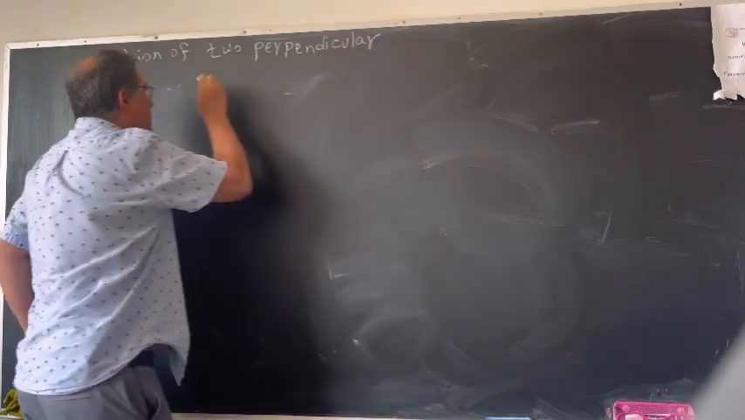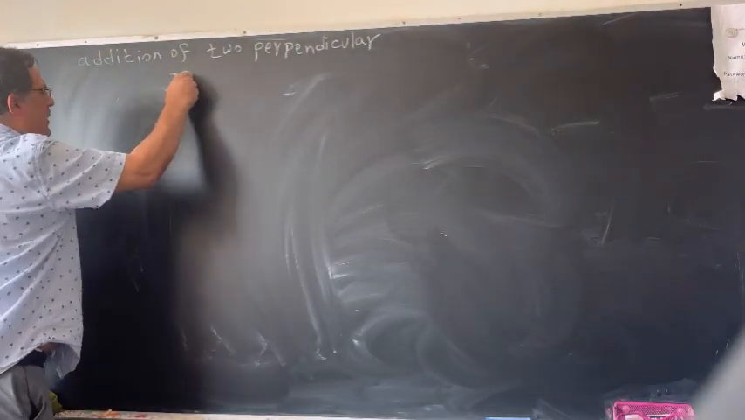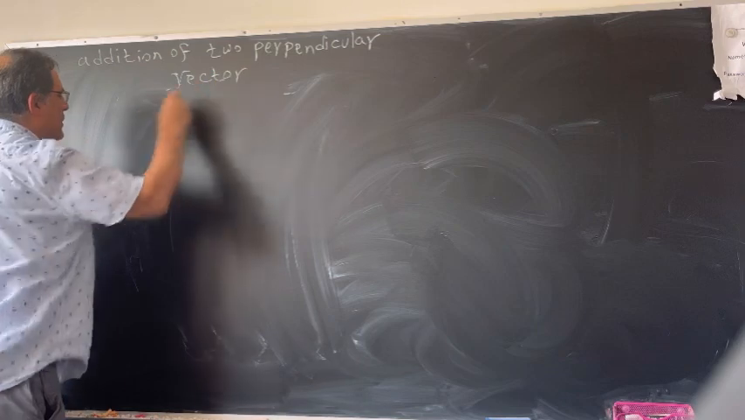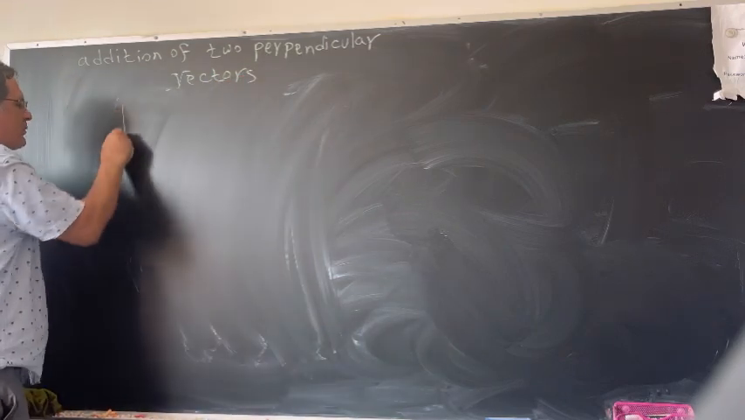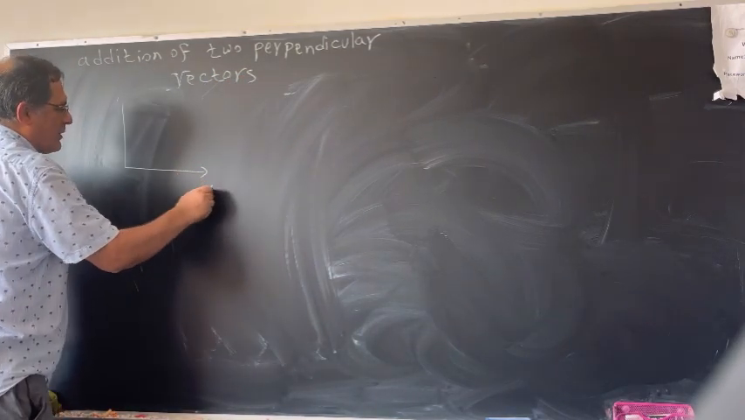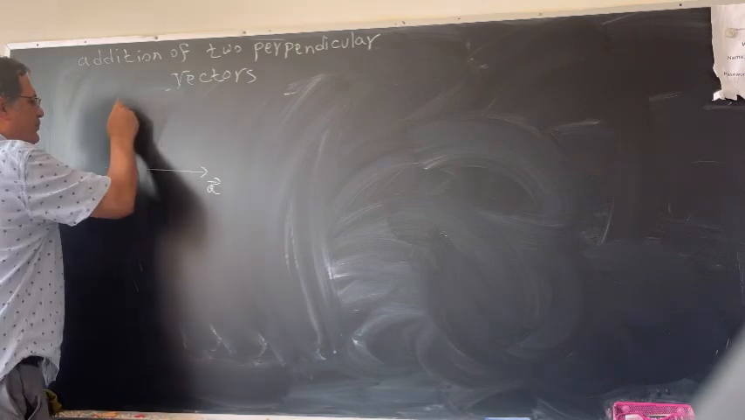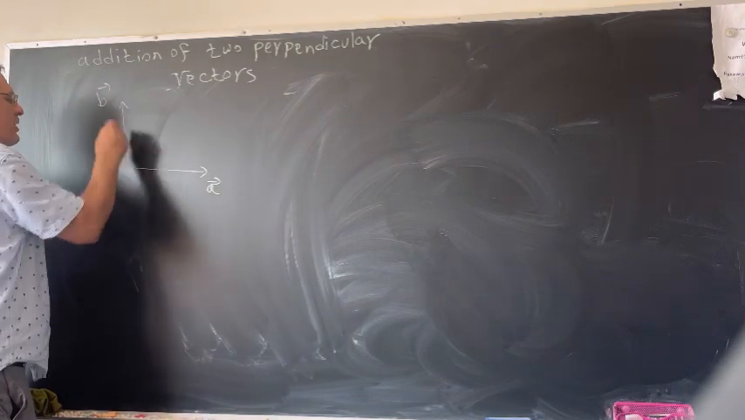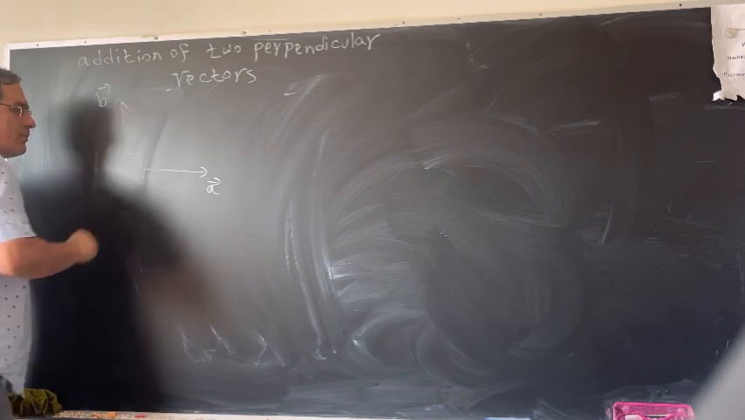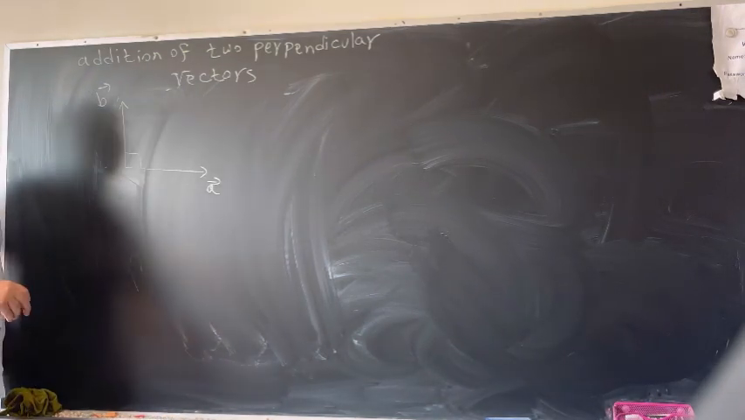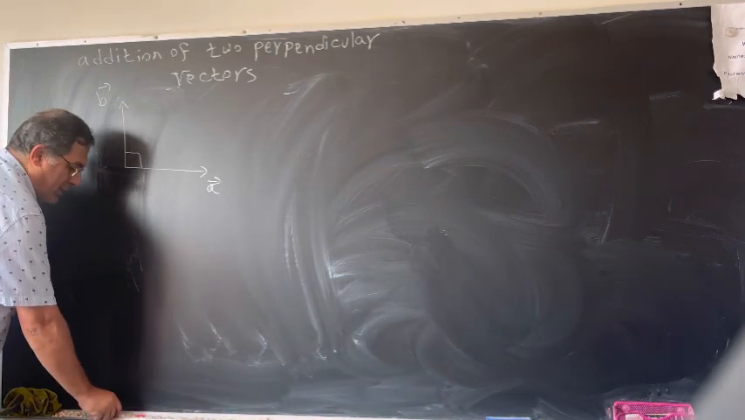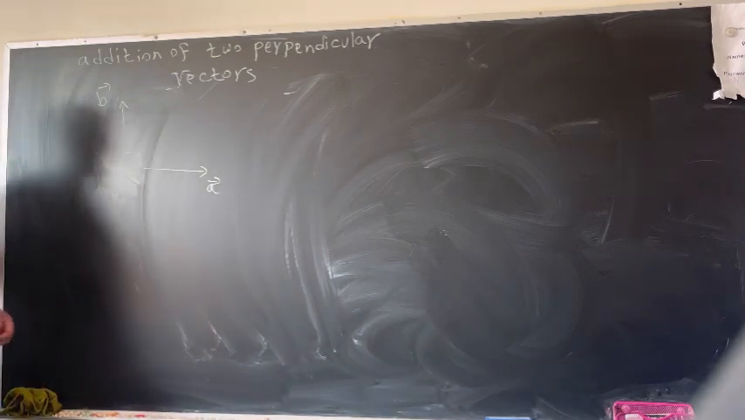Addition of 2 perpendicular vectors. If you have 2 perpendicular vectors, vector A and B, they make a right angle, 90 degrees. You want to find the addition or resultant.